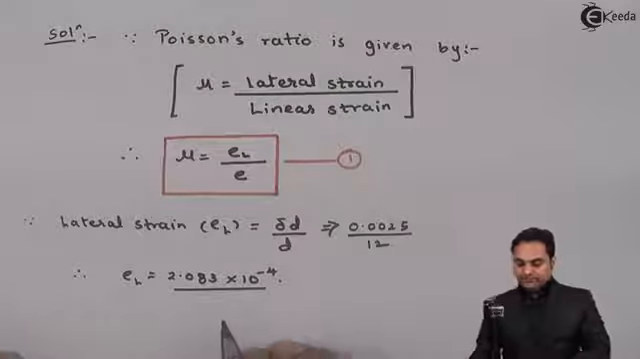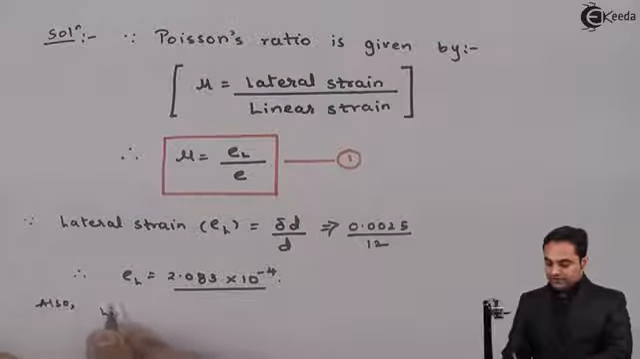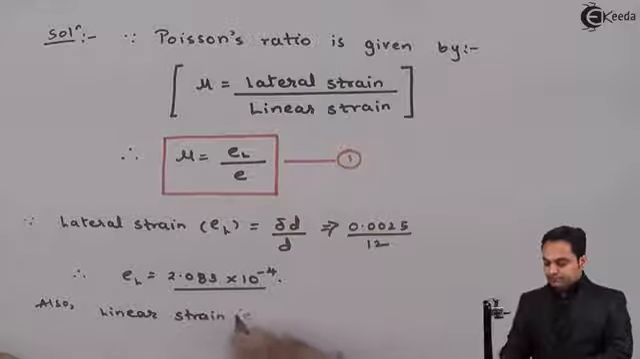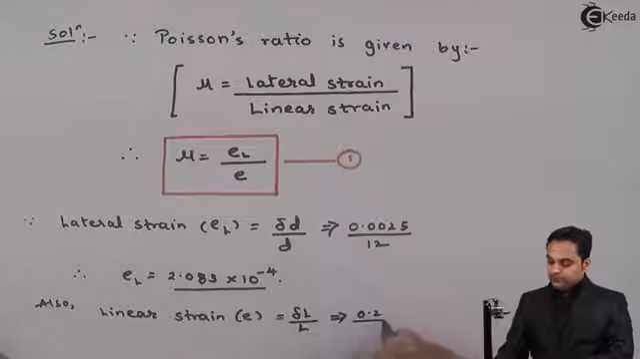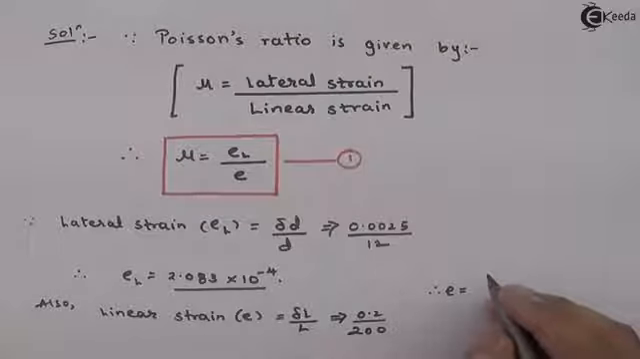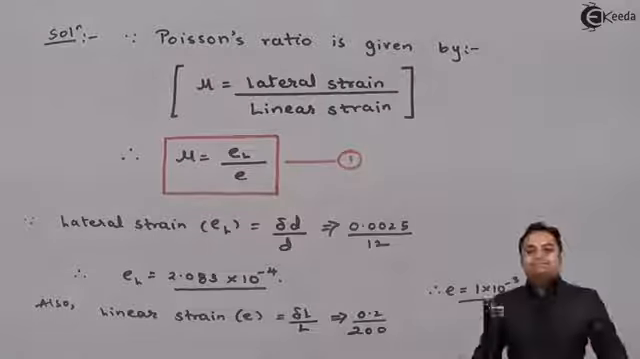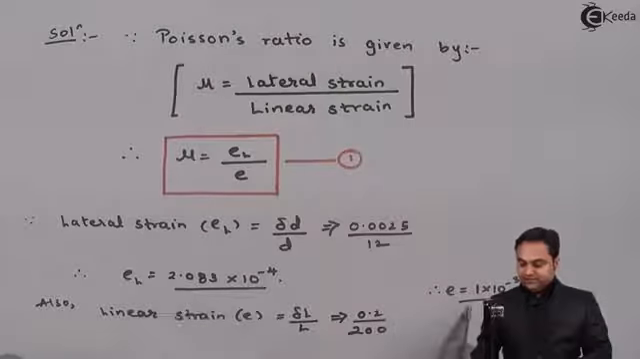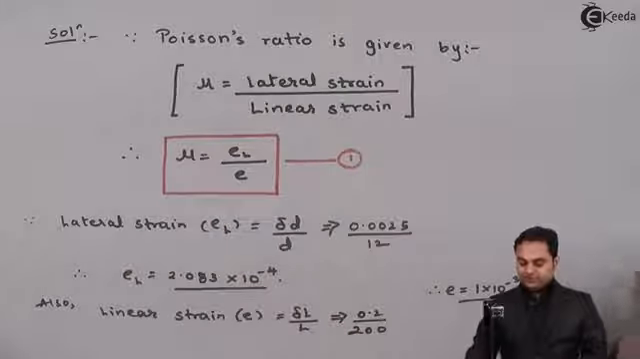Now after getting lateral strain, we will calculate linear strain. I'll write down also linear strain is equal to change in length upon original length. Change in length is given 0.2, original length is 200 mm. So from this linear strain comes out to be 1 into 10 raised to minus 3. Now after getting lateral strain, after getting linear strain, we can put the values in equation 1 to get Poisson's ratio.